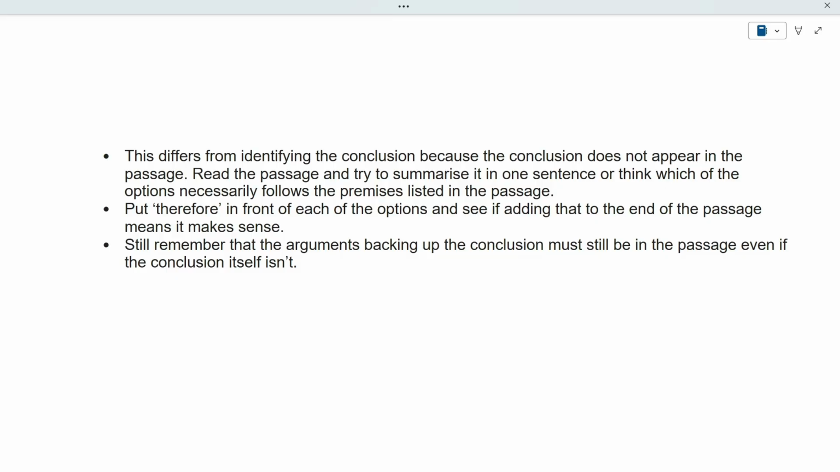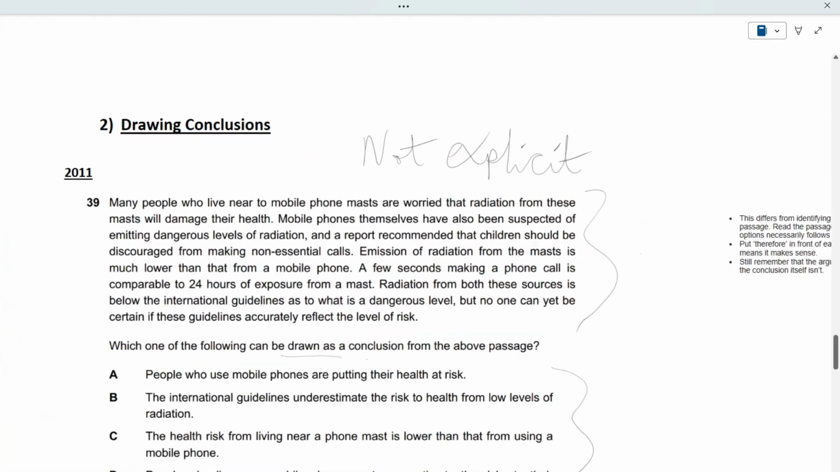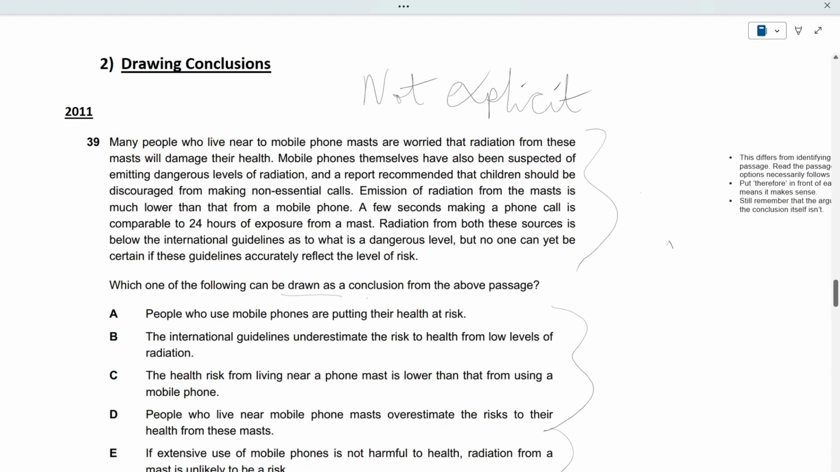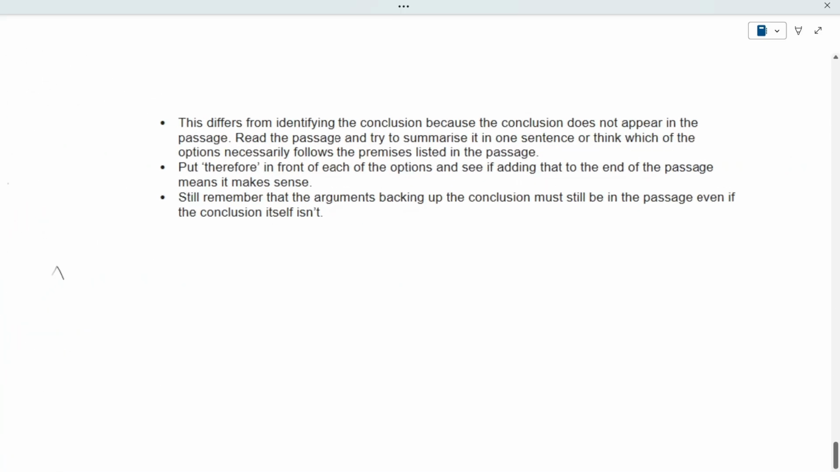So you'll read the whole paragraph and then you'll go, therefore. So say I read all this, no one can yet be certain if these guidelines accurately affect the level of risk. Therefore, people who use mobile phones are putting their health at risk, and you go through each option and you see which one makes the most sense. But you can see this is maybe a slightly less foolproof method than skill 1, identifying conclusions, but it should still work 95% of the time.